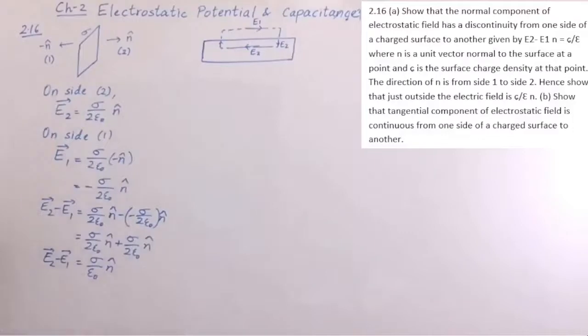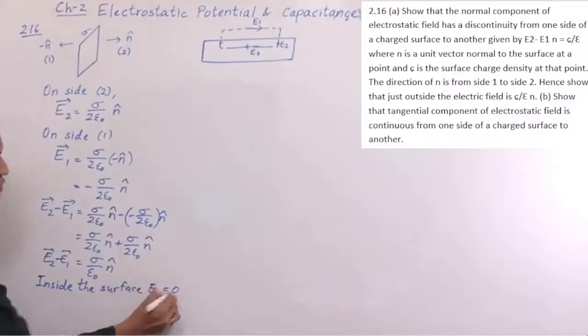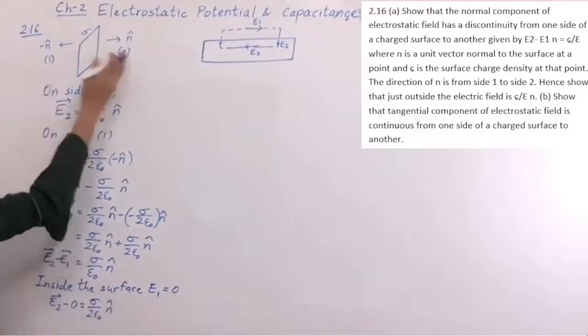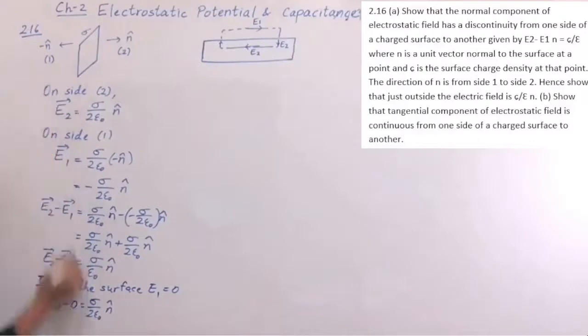Okay, so see, inside the surface E equals to 0, that means here E1 equals to 0. So E2 minus 0 equals to sigma by 2 epsilon 0. Suppose this is inside, this is outside. So inside it will be 0. So that means E2 equals to sigma by only epsilon 0 n cap. Okay. So this is the first answer, and as both of them are different, we can say that it is not continuous one.